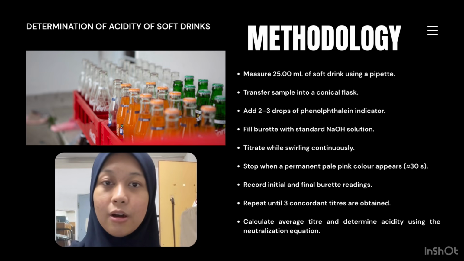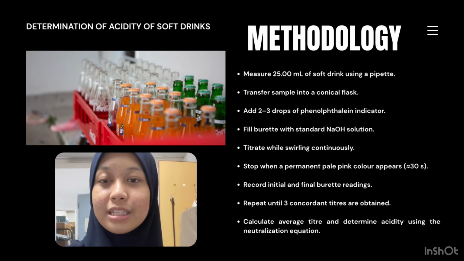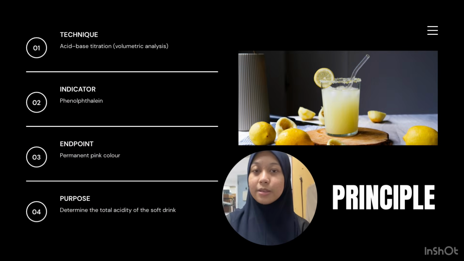The principle of this experiment is acid-base titration, which is a type of volumetric analysis. Phenolphthalein was used as the indicator, and the endpoint was identified by the permanent pale pink color. The purpose of this method is to determine the total acidity of the soft drink.